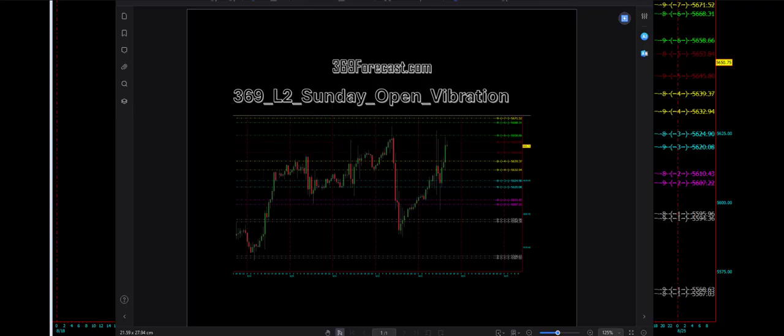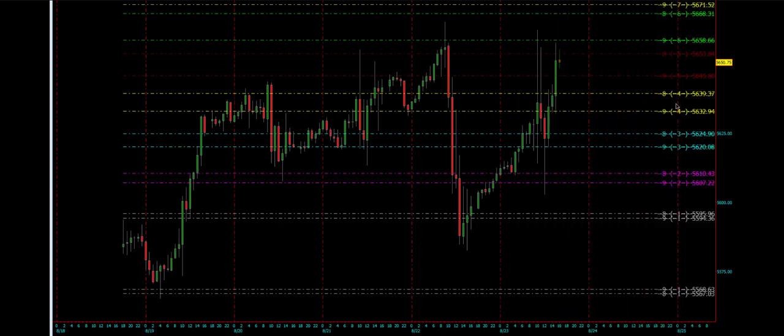Welcome to the demonstration of the 369 L2 Sunday Open Vibration Tool. As the name suggests, when the market opens Sunday 6 p.m. EST, 6:15, you just click on the open. So let's demonstrate how it works.